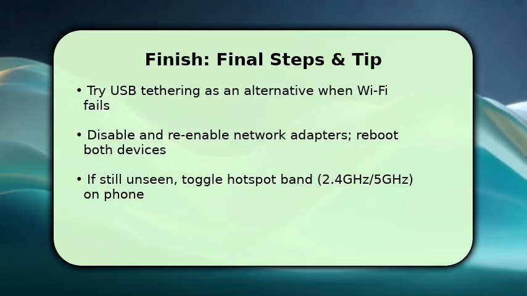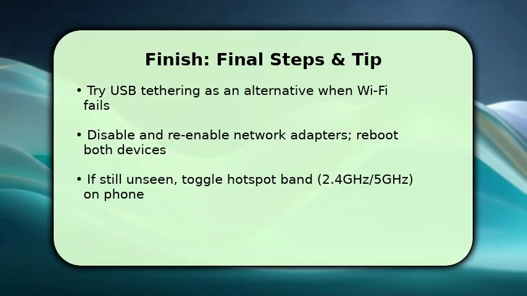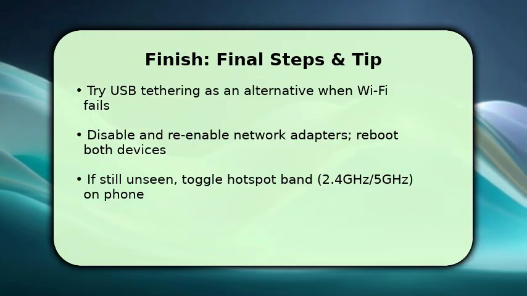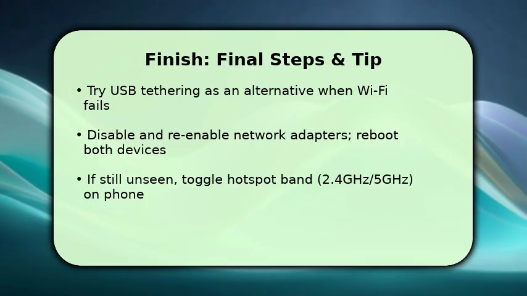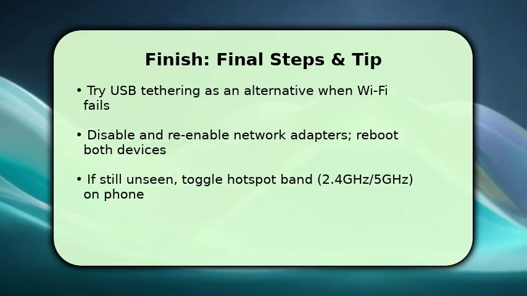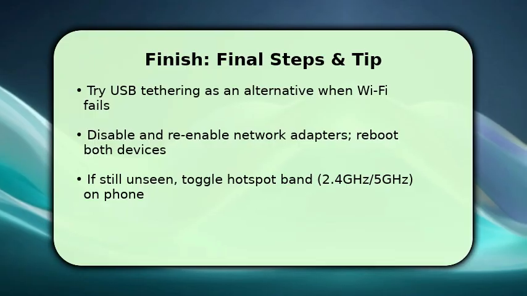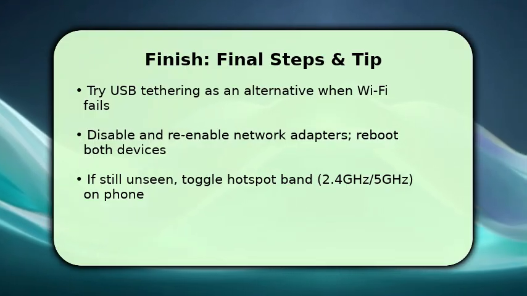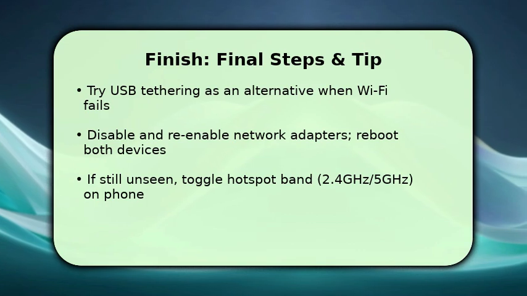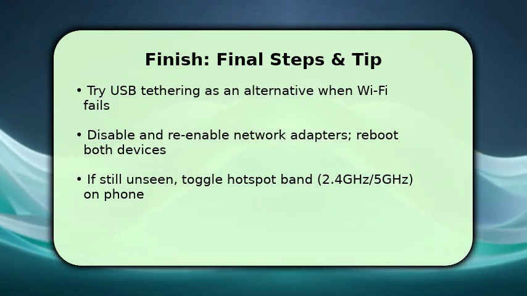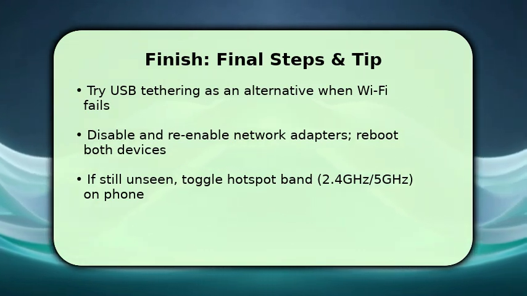If the SSID remains hidden, switch the phone's hotspot band between 2.4 GHz and 5 GHz and try again, because some adapters don't support 5 GHz. Troubleshooting tip: if nothing works, create a hotspot with a different device to confirm whether the phone or PC is the root cause.